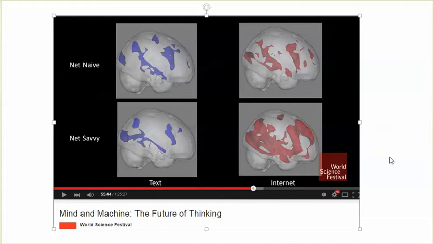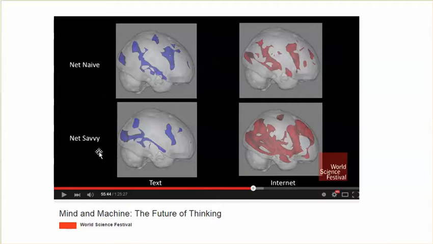But look what happened on the internet. When they put a net naive person, a person who's never done searches on the internet, has no idea how the internet works, on the internet, you can see that when they work with the internet, the brain scan looked pretty much the same as for the text. Which means that the interpretation of this research is that this naive person saw a web page as a text.